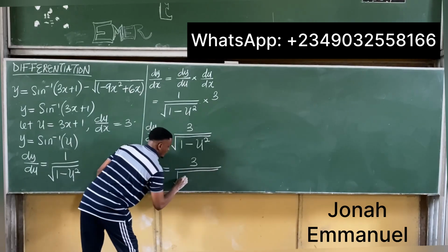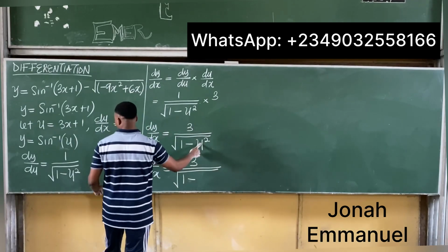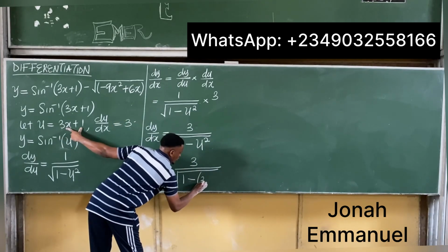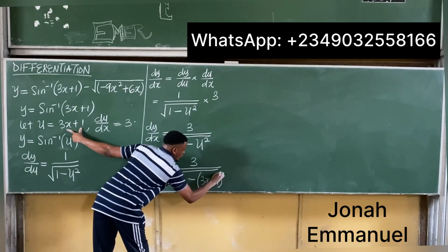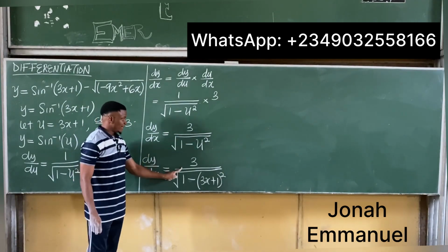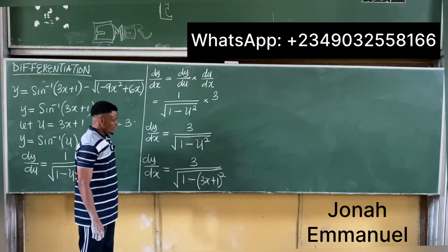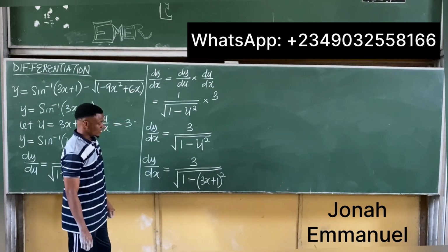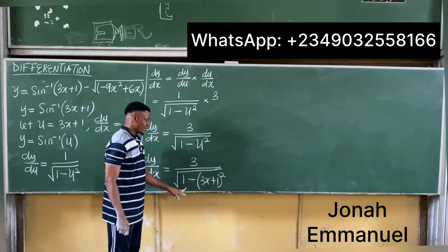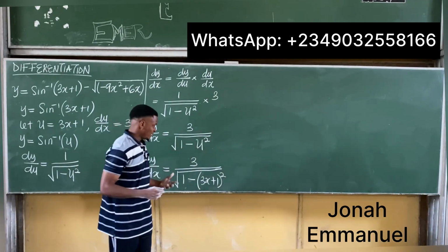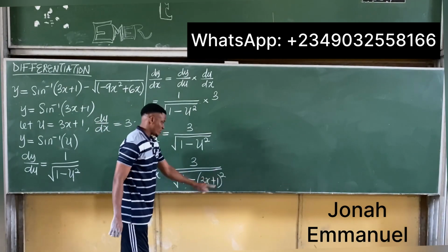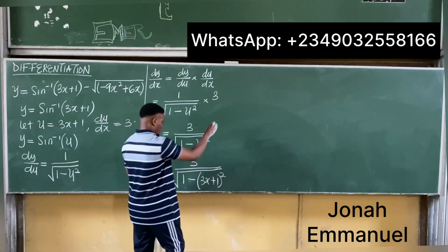So dy over dx is equal to 3 all over the square root of 1 minus u, and u is 3x plus 1 all squared. Right, so I now have 3 divided by root of 1 minus (3x plus 1) all squared. If you choose to, you can expand this and simplify. The question said expanding and simplifying all terms, so I would have to expand this one here and simplify.